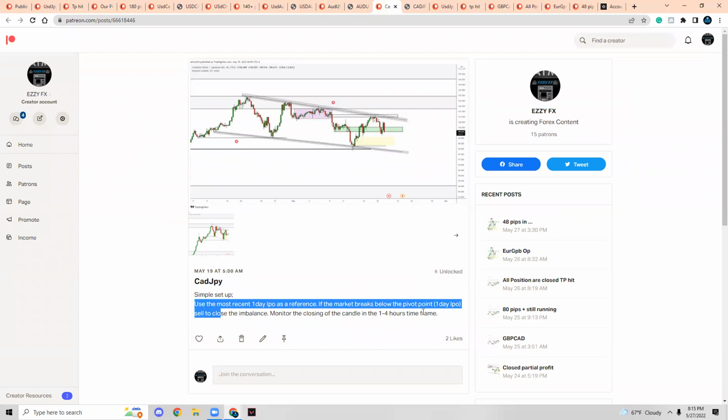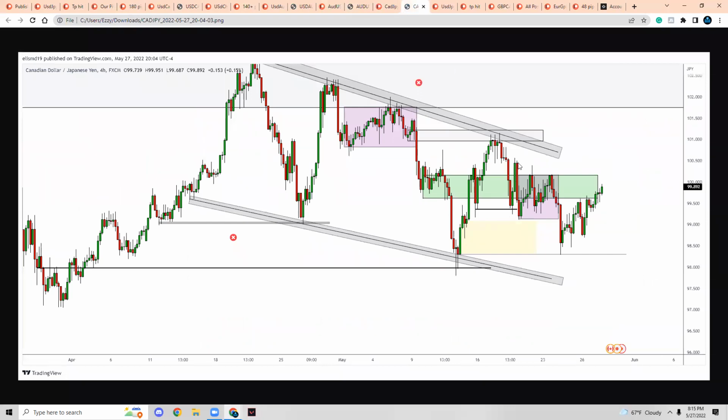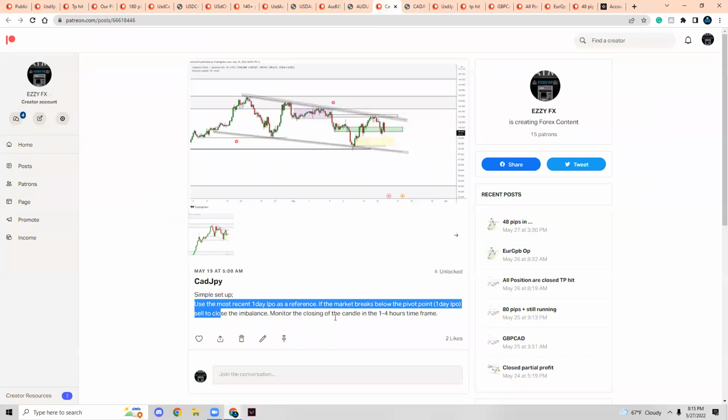If the market breaks below the pivot point, 1 day, sell to close the imbalance. If you go here, the market broke below, retested, broke below, and then closed the imbalance. Closed the imbalance, literally. That's the TP right there, and then we closed it for 140 pips again.